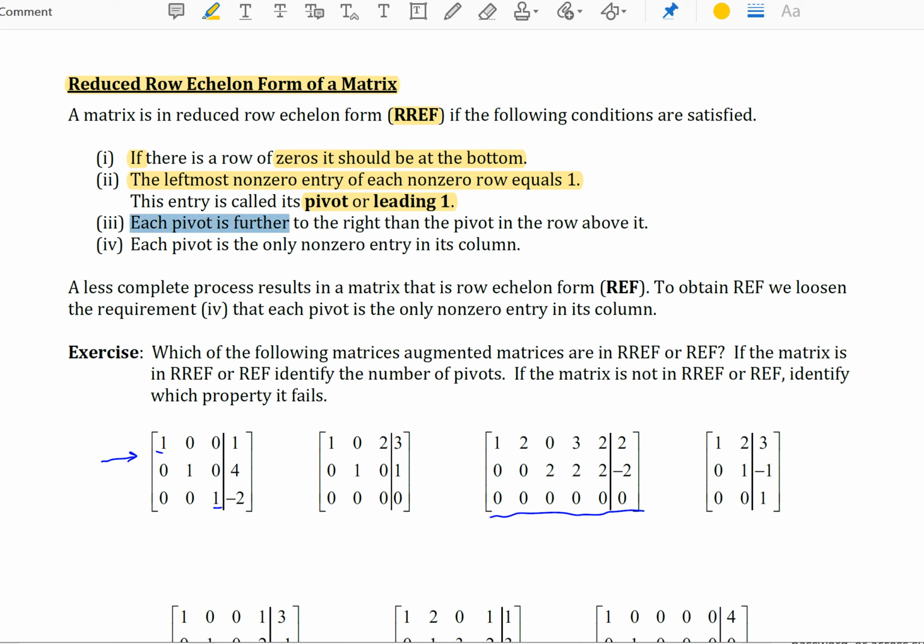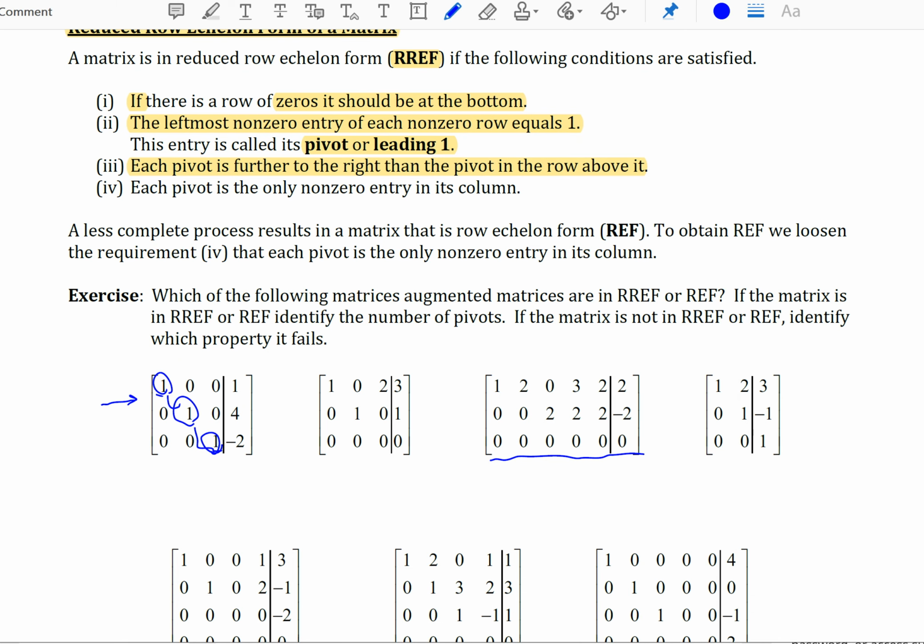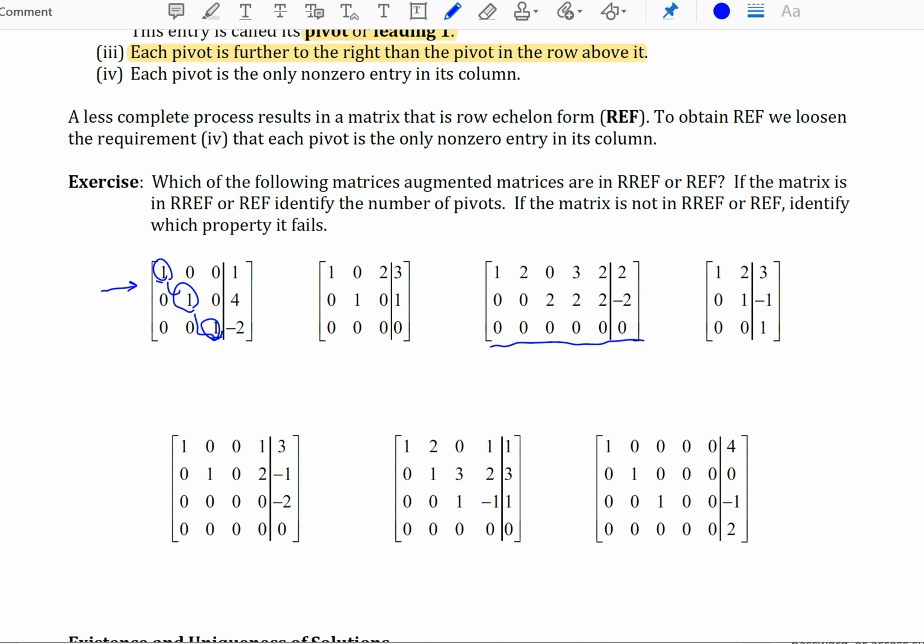Each pivot is further to the right than the pivot in the row above it. So when you think about pivots, here's a pivot. The next pivot is down and to the right. The next pivot is down and to the right. It does not have to be immediately to the right. It can skip a couple of values, but it always has to be down and to the right.